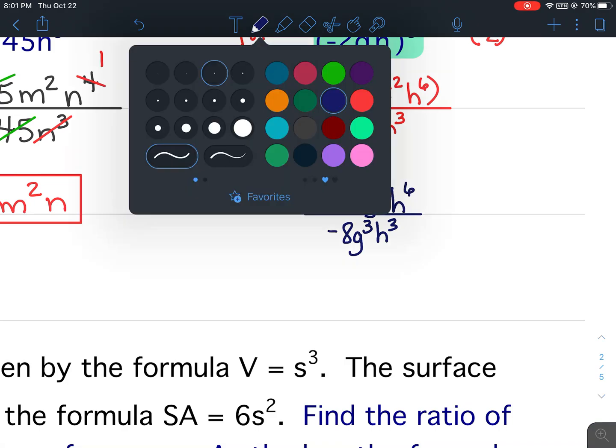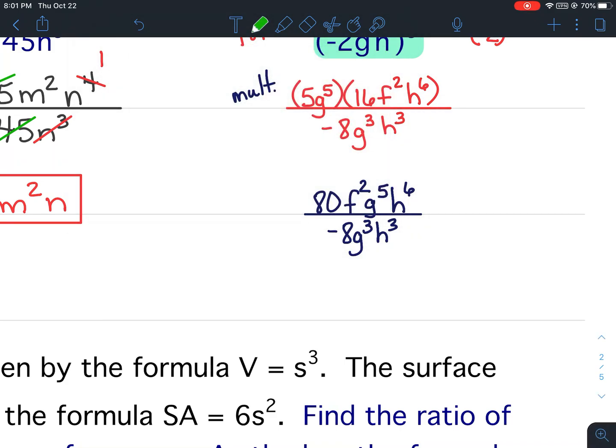Now I am ready to divide. So start by putting 80 over negative 8 using the fraction button in your calculator. If you did that, you would get negative 10. So I'm going to cross that out. I got an integer answer, so the negative 10 would go in the numerator.